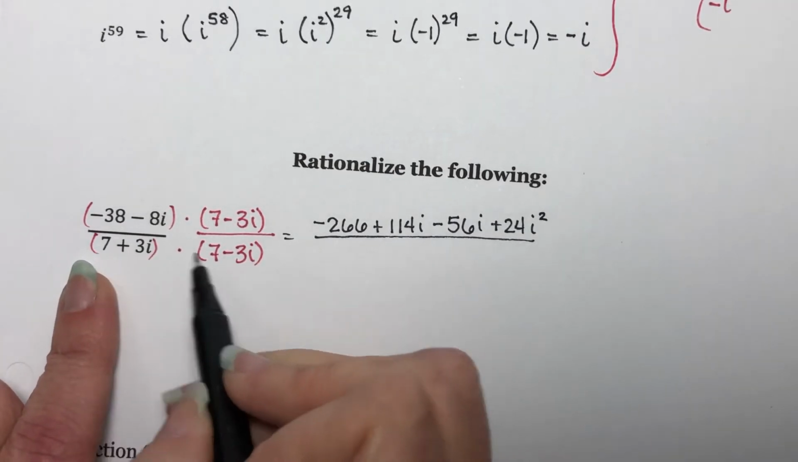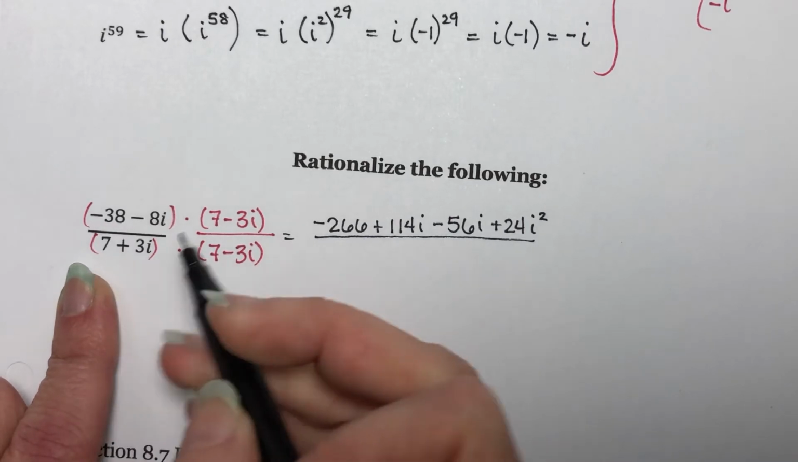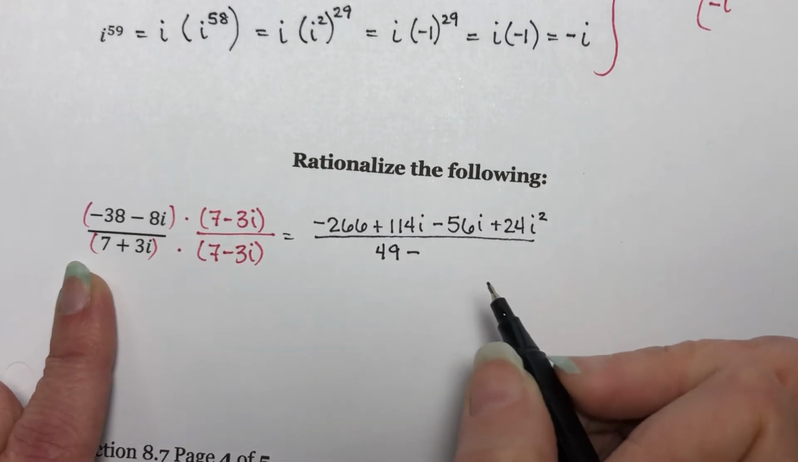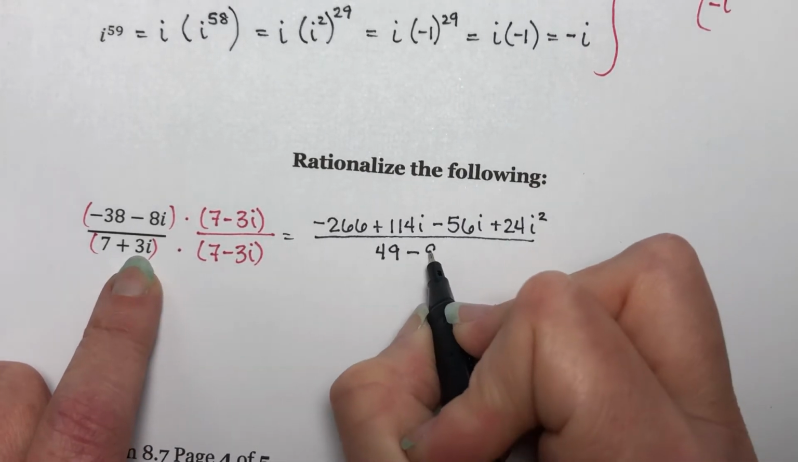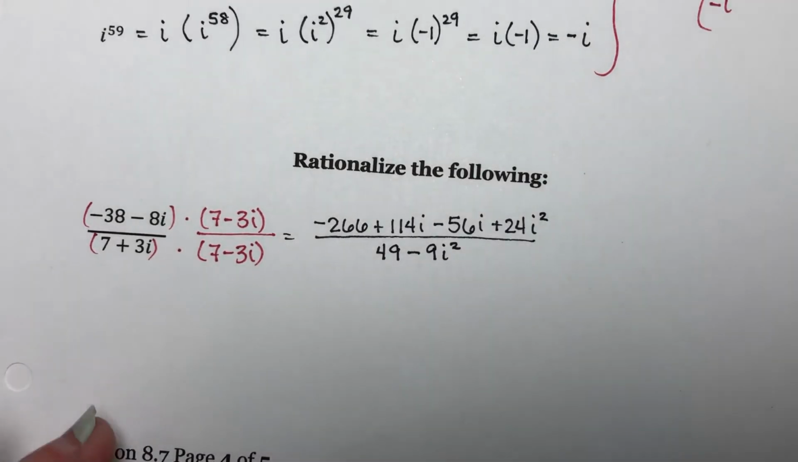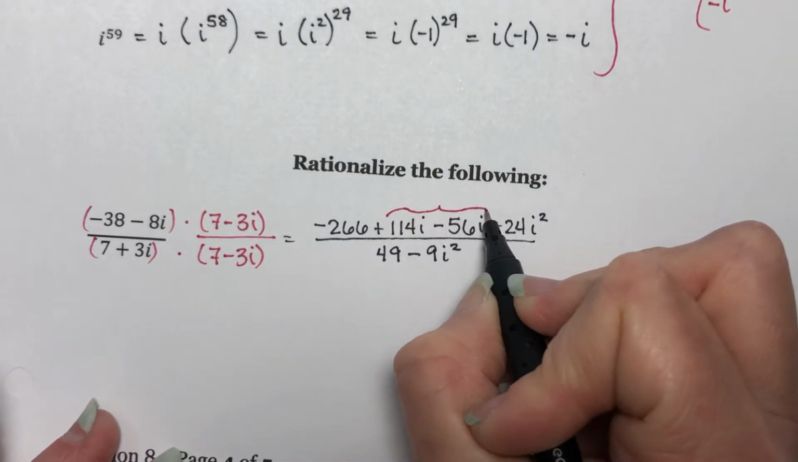Okay, now we have a difference of squares here in the bottom, so we square each piece. 7 squared is 49. And this is minus, because it's a difference of squares. And then you square this, which will give me 9i squared. So we have a lot to simplify here. Now, we're going to be able to combine like terms here.